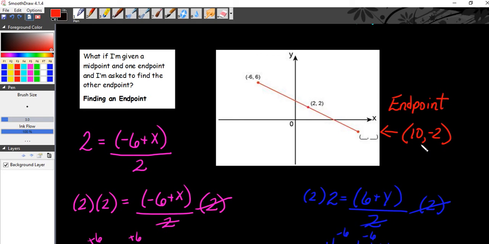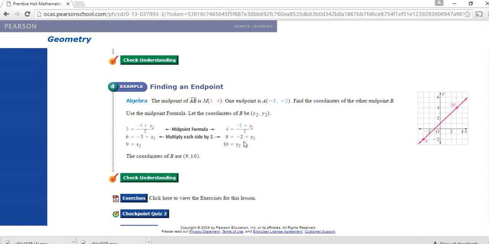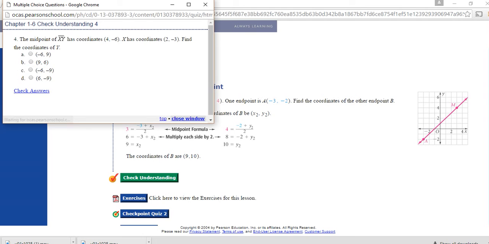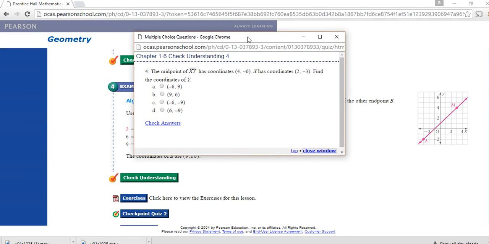So knowing that, let's move over here and see if you can work this problem out. So you know the midpoint is 4, -6, and one of the endpoints is 2, -3. What is the other endpoint? So pause the video and work this one out and see if you can find it. Alright, hopefully you did that and you discovered that the other endpoint was 6, -9. If not, look at your algebra one more time.